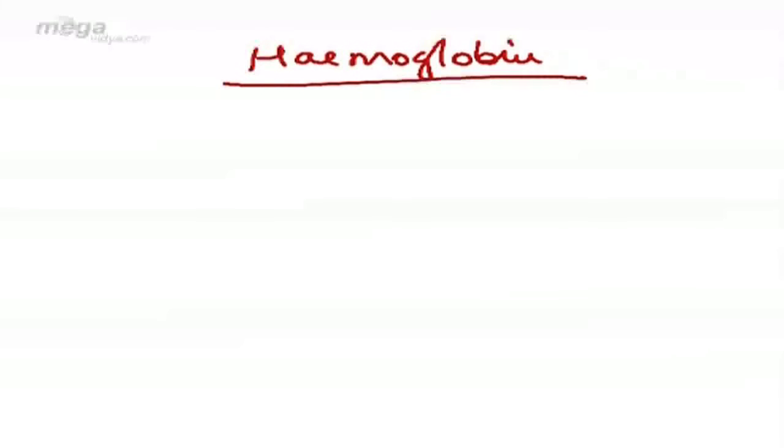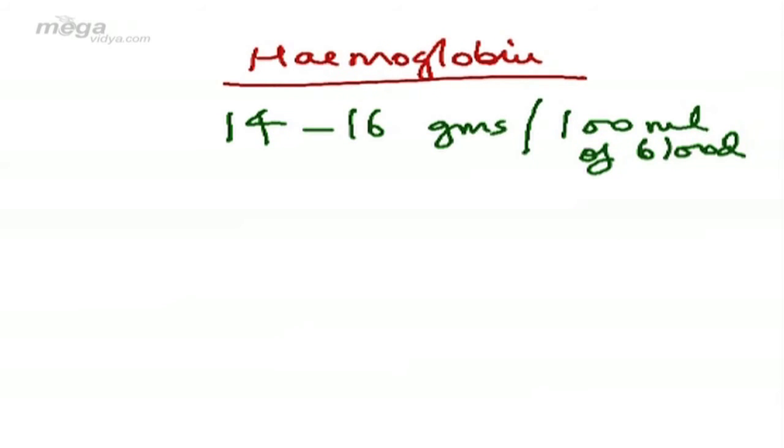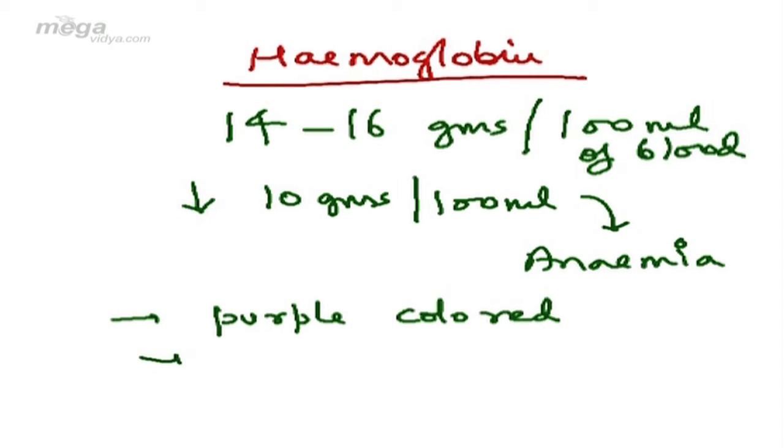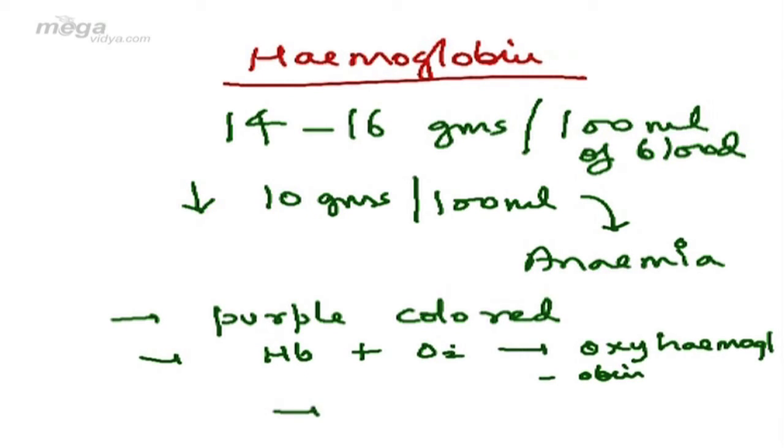The amount of hemoglobin in a person should be 14 to 16 grams per 100 ml of blood. If the amount decreases to below 10 grams per 100 ml, the person is said to be suffering from anemia. Hemoglobin itself is a purple colored pigment, but when it combines with oxygen to form oxyhemoglobin, it becomes a bright red colored pigment. Hemoglobin, therefore, is the oxygen carrying pigment in our body.